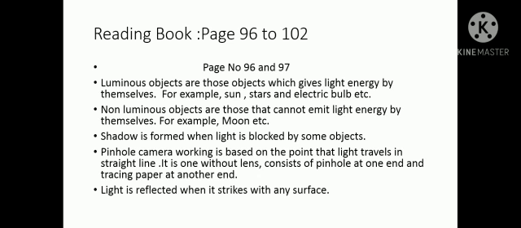Okay students, first of all we will start from our reading book. This chapter consists of page number 96 to 102, and first of all we will see which type of things are on page number 96. First of all, it's all a discussion about luminous objects. Luminous objects are those objects which give light energy by themselves.